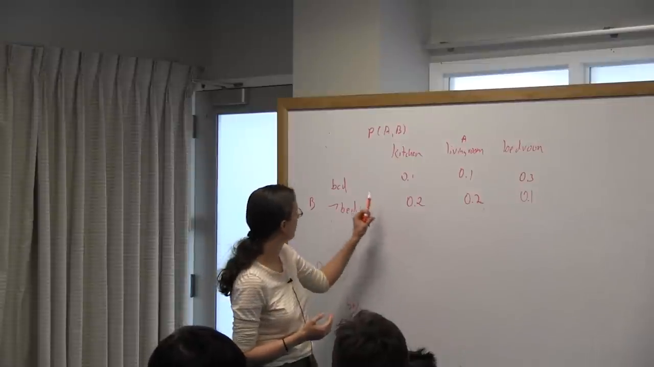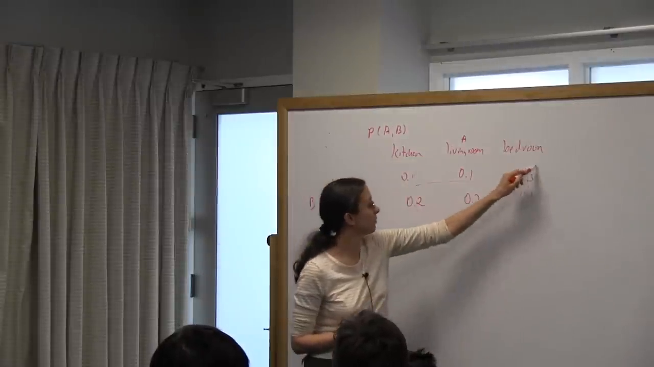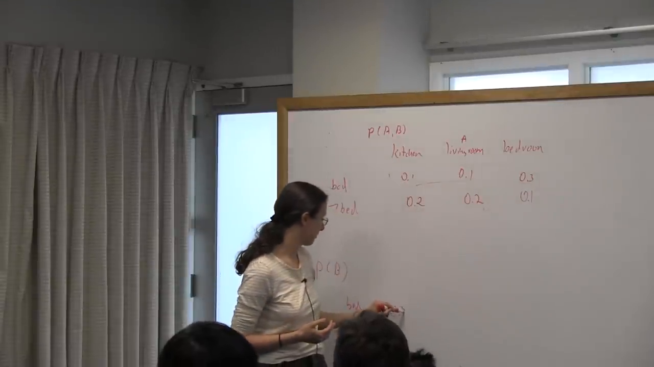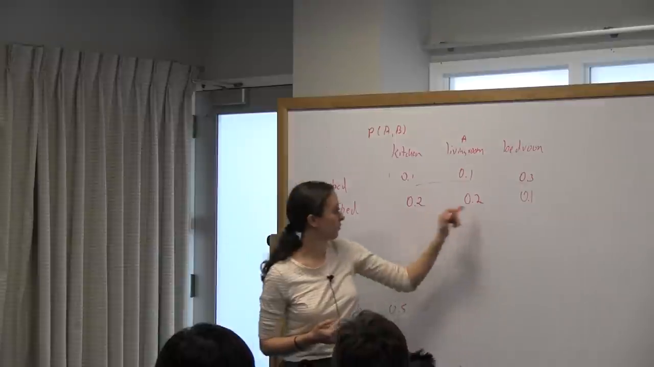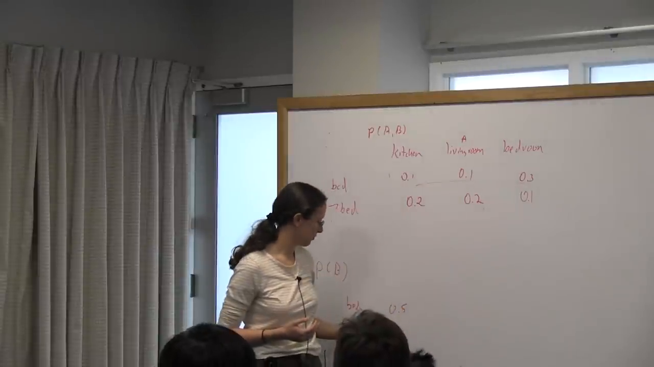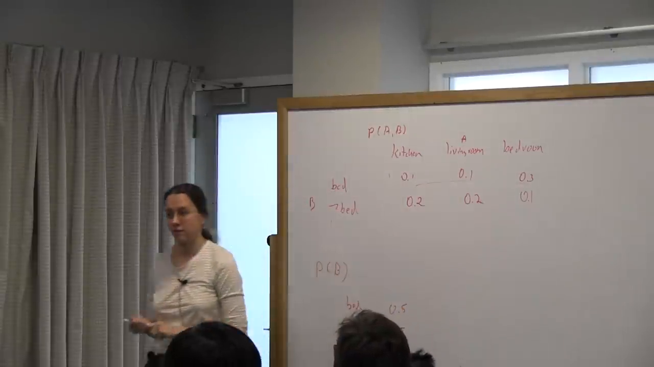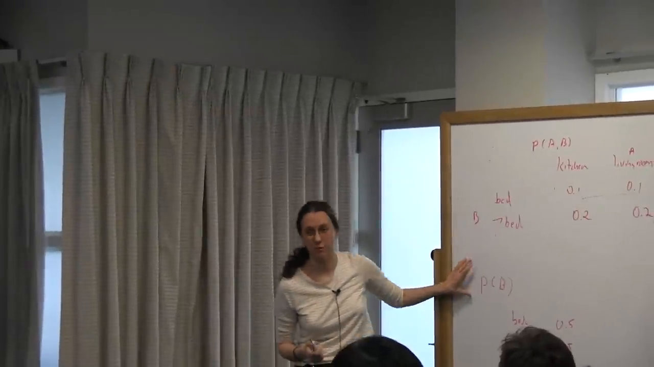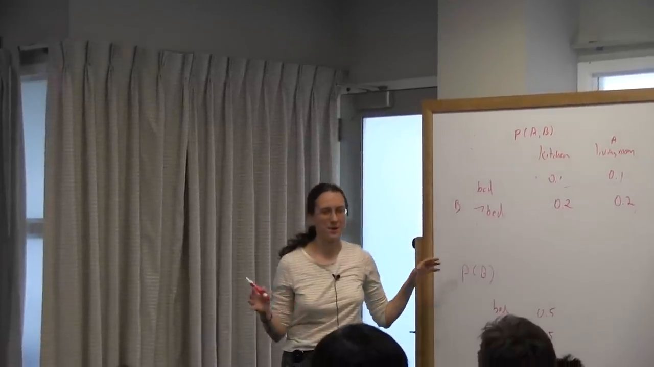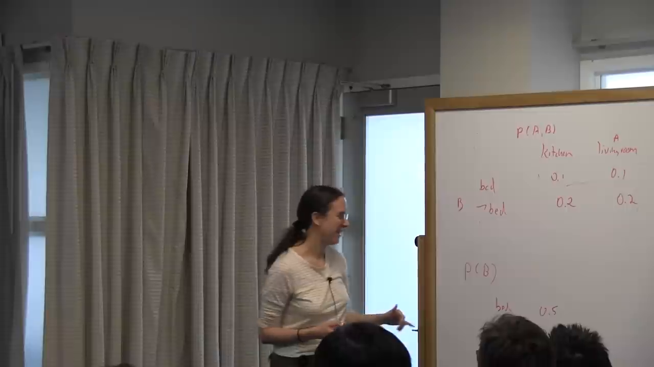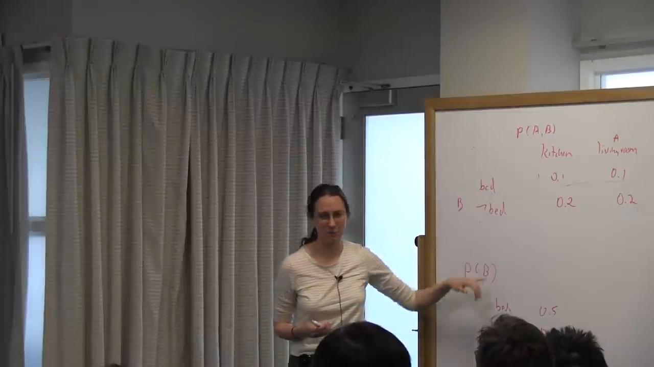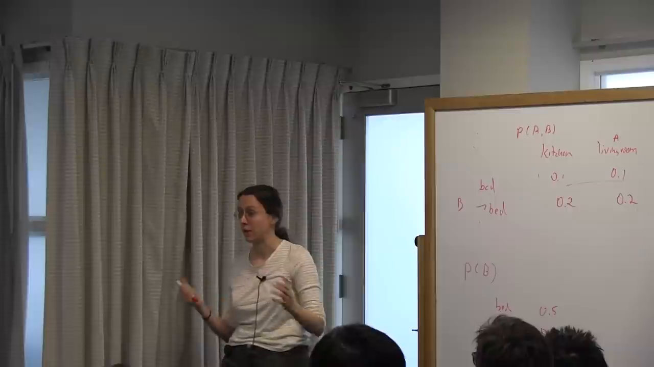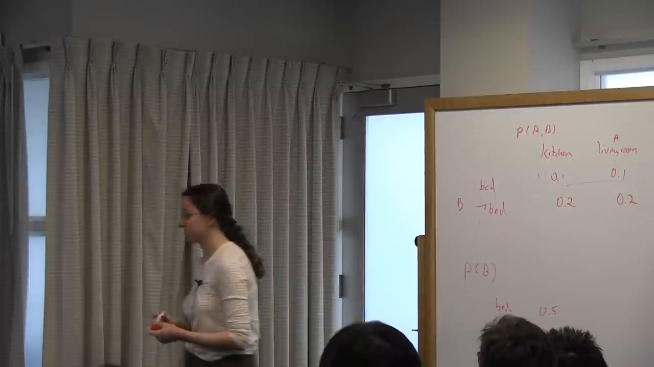I'm going to sum up each of these rows. So 0.1 plus 0.1 plus 0.3 is 0.5. And then for not bed, I sum up this row: 0.2, 0.2, 0.1, is 0.5. Does that make sense? So the joint tells me the marginal distribution on B. It's basically what we think B is when knowing nothing about what room we're in, and it is 0.5.